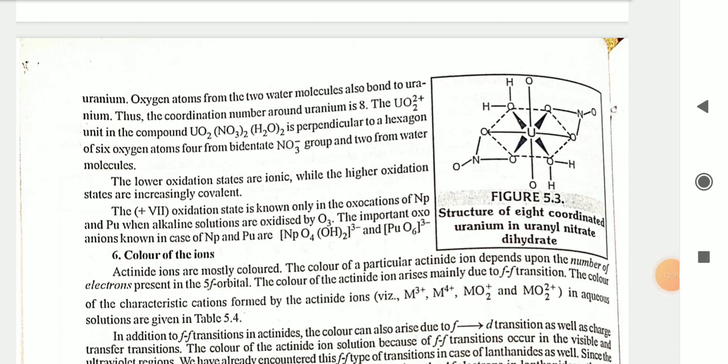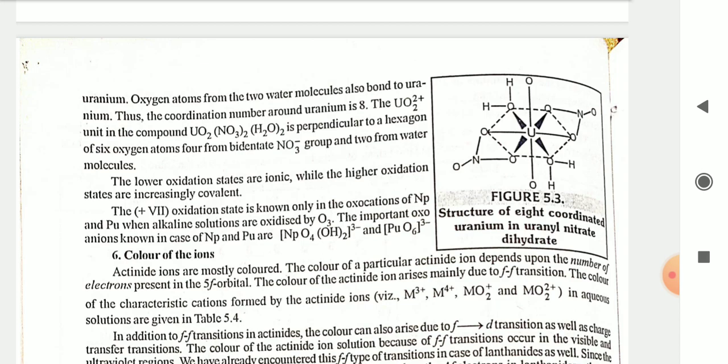Uranium. Oxygen atoms from the two water molecules also bond to uranium. Thus, the coordination number around uranium is 8. The UO2 2+ unit in the compound UO2(NO3)2·2H2O is perpendicular to a hexagon of 6 oxygen atoms, formed by 4 from the bidentate NO3 groups and 2 from the water molecules.